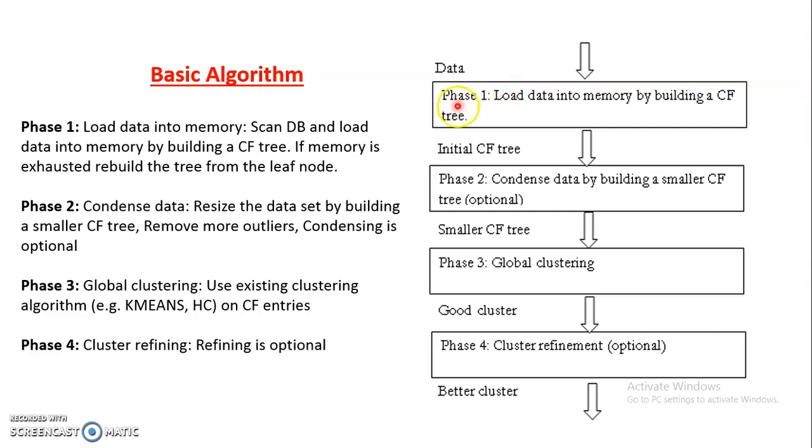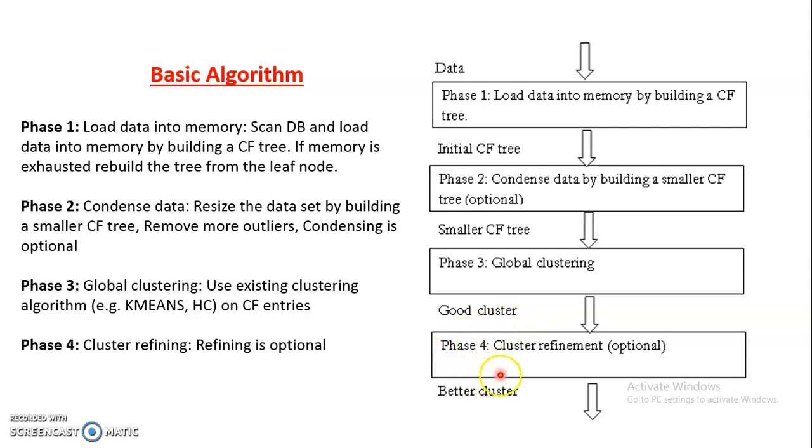In phase 1 we have a problem. At the time of CF tree generation, memory can be exhausted. In that case, we need to design the CF tree in some other way. So we need to avoid this condition, memory should not be exhausted. Then in phase 1, the CF tree will be generated. In phase 2, the CF tree will be optimized. In phase 3, we will do global clustering.